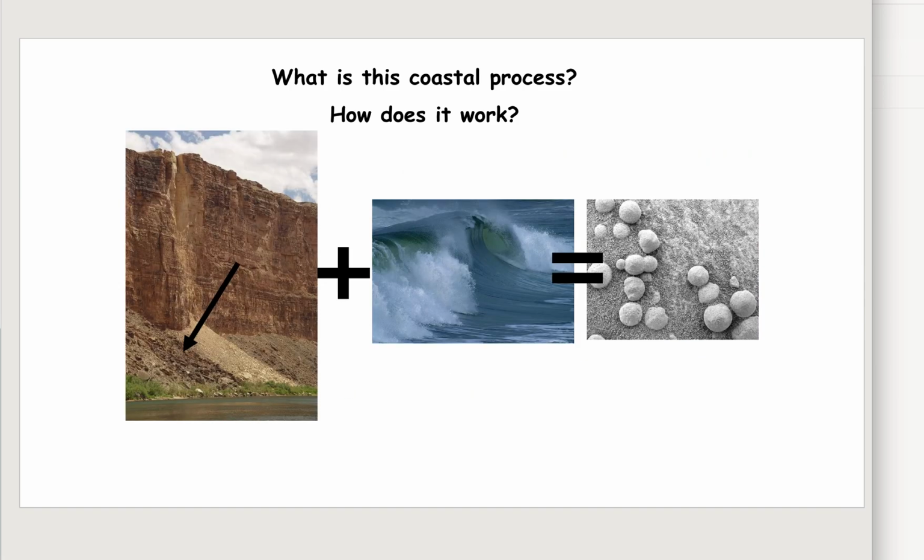And finally, what is this coastal process? Well done, that's attrition. The pebbles have become rounded due to being continually rubbed against each other by the power of the waves and thrown at the cliff base, thus eroding this cliff, so it's fallen down at this point.